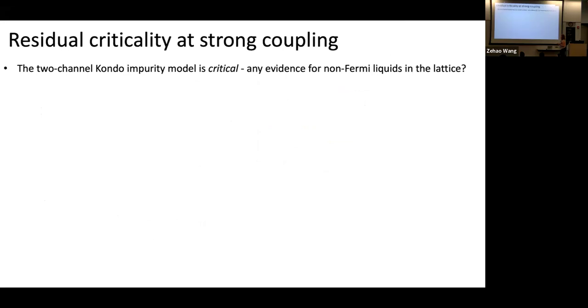Okay, and then this I think is also very interesting, which is we know that the 2-channel Kondo impurity model is critical. In 1D, we have a heavy Luttinger liquid. There's no Fermi liquids, but we can get a sense of whether or not we're behaving like the single-channel Kondo model, where as we get closer and closer to strong coupling, we look more and more like a Fermi liquid. Or what we do here is actually the opposite.